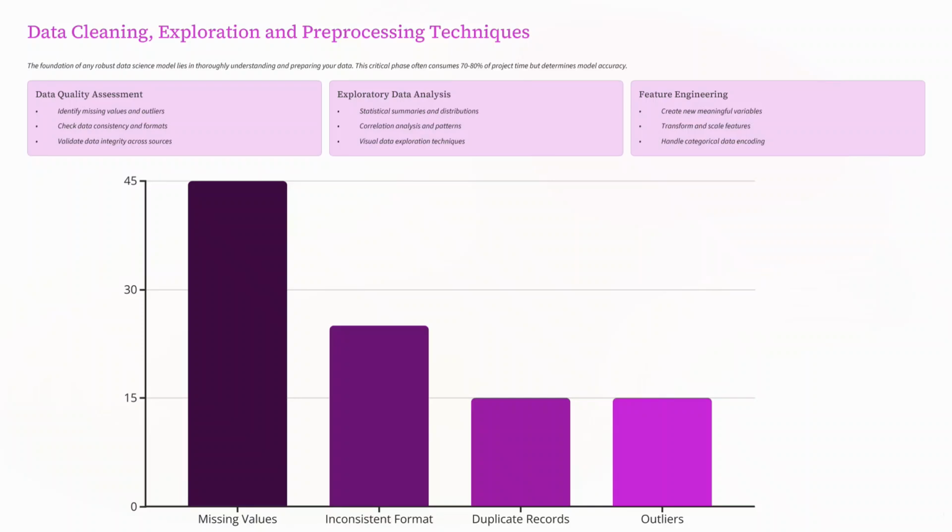Step 2. Data cleaning, exploration and pre-processing. We clean and prepare the data, which takes most of the time. We fix missing values, check for outliers, and make the data consistent. We also create new useful features and convert data into the right format for modeling.